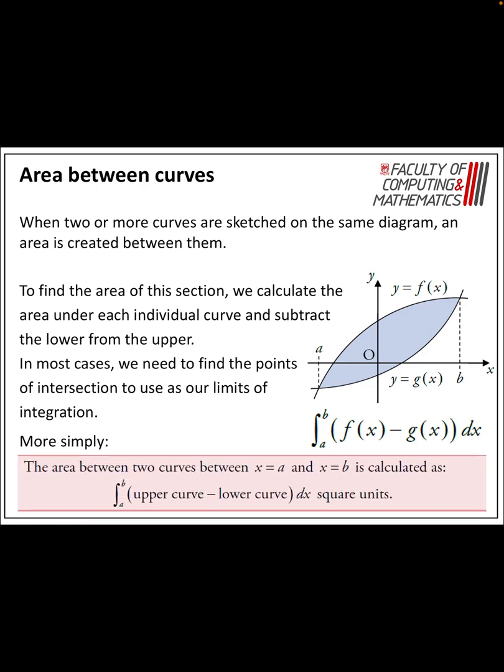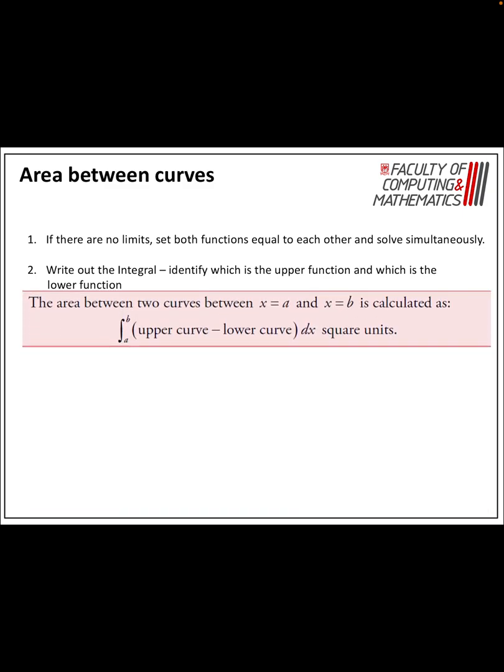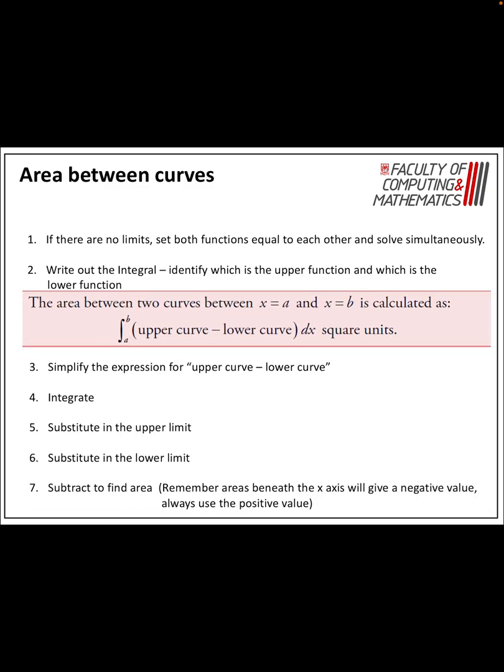Okay. Right, so the area bound between two curves between x is equal to a and x is equal to b is calculated by the upper minus the lower. Okay, here are the steps for it. If there's no limits, set both functions equal to each other and solve simultaneously. That's called simultaneous equations by substitution. You then write out the integral and identify which is the upper function and which is the lower function, as we said before. And then simplify the expression for the upper minus lower. It'll make the algebra so much easier. Then integrate it, substitute in your limits, your upper limit, substitute in your lower limit, take the two of them away and you'll find the area.